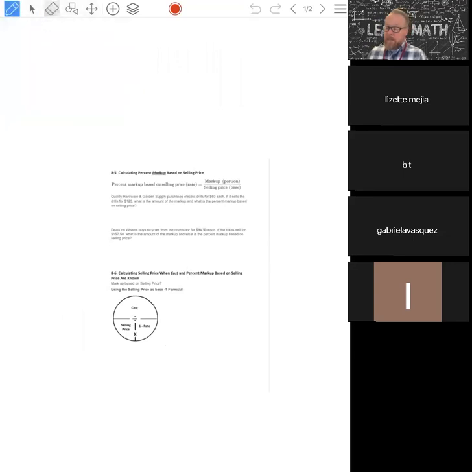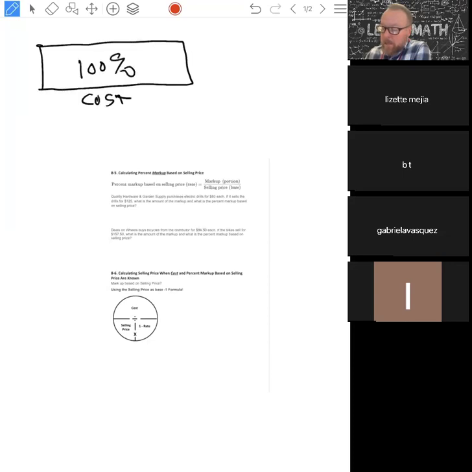I just want to explain selling price versus cost. So before, when we looked at markup based on cost, we talked about 100% being your cost, right? And then we added to that a markup amount or a percentage of markup, right? So again, if it was 100 with the 25% markup, it's 125% total.